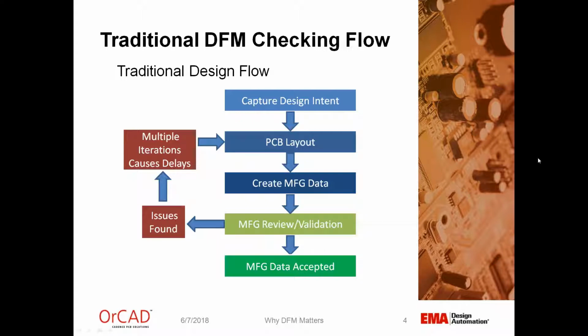The traditional DFM checking flow, as most people know it today, is we capture our design intent, we lay out our printed circuit board, we create our manufacturing data, and then we send that off, and it goes under a review or a validation, usually at the fabrication vendor. If issues are found, they're sent back to the layout designer, and he addresses those concerns, and then it goes back through the loop again for validation until finally the data is accepted. Multiple iterations of this cause delay in the project, and that's what we're trying to address through DFM.